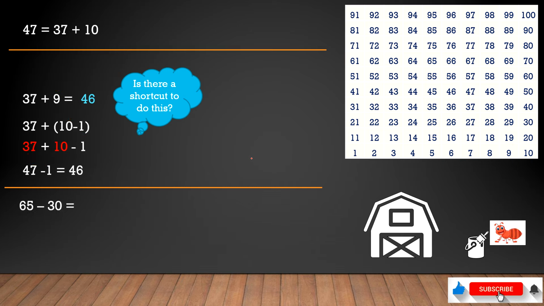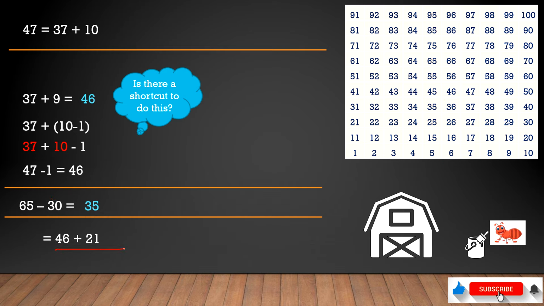Let's see the next example. It is saying 65 minus 30. We'll mark these numbers in this table. This is 65 and we want to subtract 30. So if you subtract 10, 20, 30, that's how you can subtract and will reach 35. 35 will be your answer.